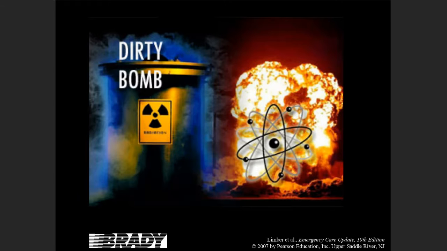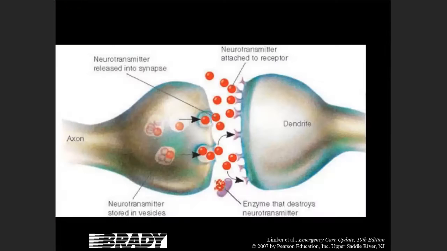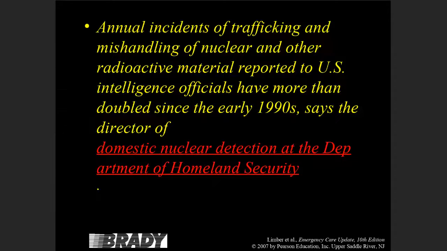And as far as dirty bombs goes, this is kind of a, whoops, backtrack a little bit here. Something I just kind of looked up, annual incidents of trafficking and mishandling of nuclear and other radioactive materials reported to U.S. intelligence officials have more than doubled since the early 1990s, says the Director of Domestic Nuclear Detection, Department of Homeland Security. So that's kind of scary. So there's a lot of nuclear material running around out there on the highways and the roads, and a big chunk of it is unaccounted for. So that's why awareness of this stuff is kind of essential.